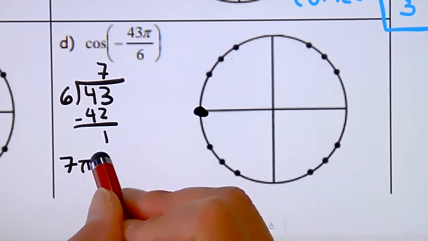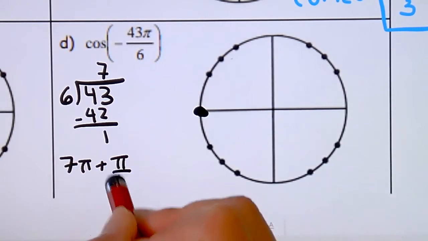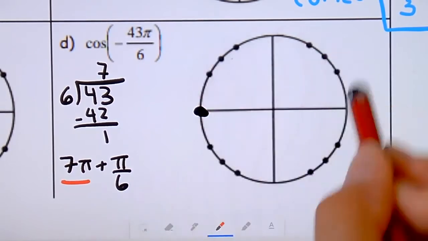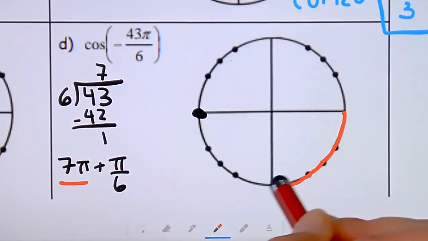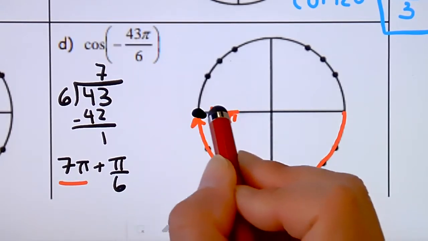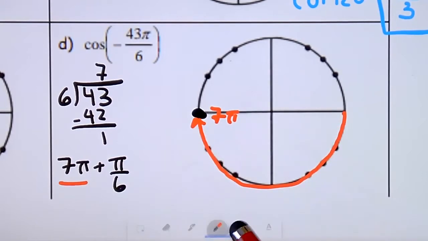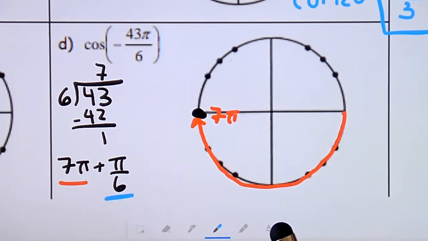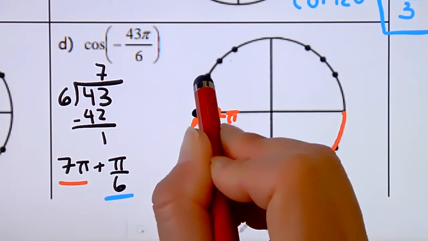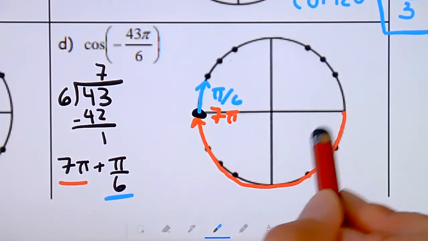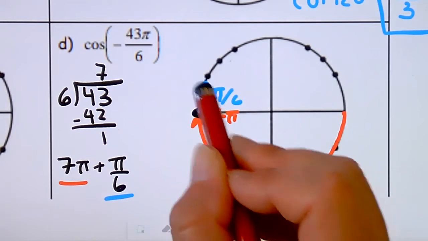But the remainder of this, pi/6, is going to be going this direction. So again, just let me color code. 7 pi, yes, I went around many times, but as I'm coming around, I end up here at 7 pi, and then I'm going to go pi/6. So pi/6 more is right here. That's me going an extra pi/6. So I went 7 and 1/6 pi.